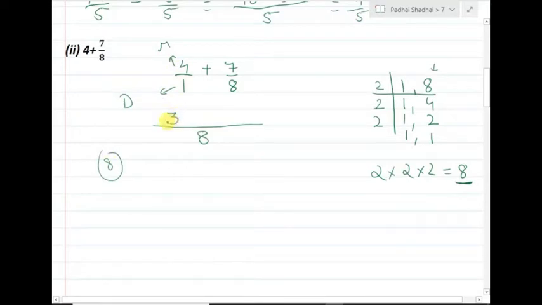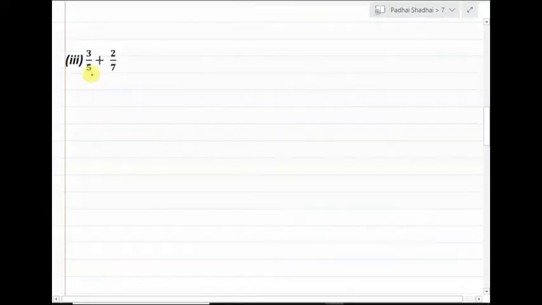And for the next term, if we divide the LCM by the denominator, that is 8 divided by 8, we will get the answer 1. So we have to multiply 7 by 1. So 7 1s are 7. 32 plus 7 by 8. 32 plus 7, that is 39 by 8. Okay.